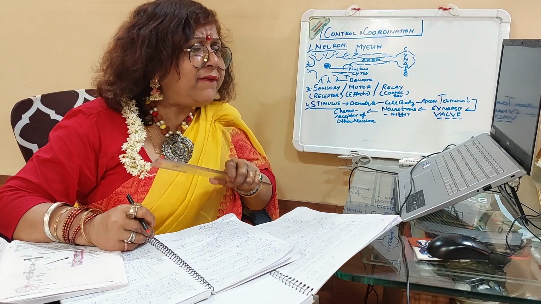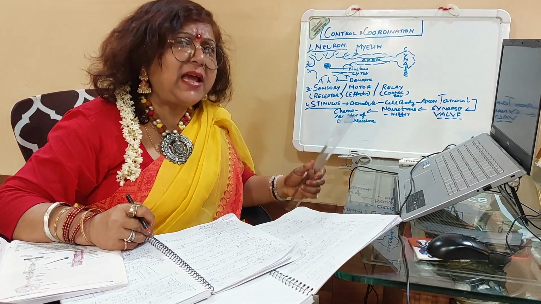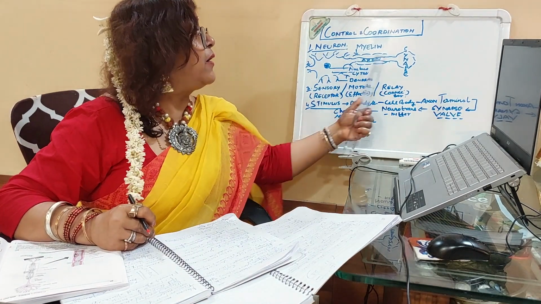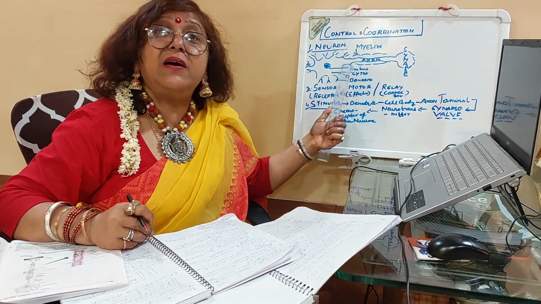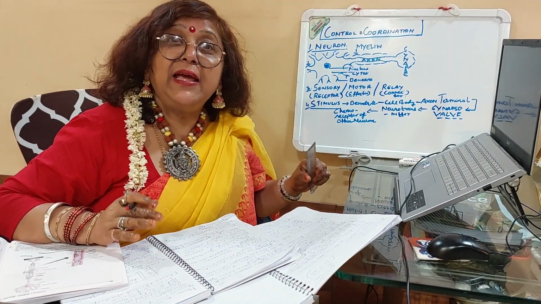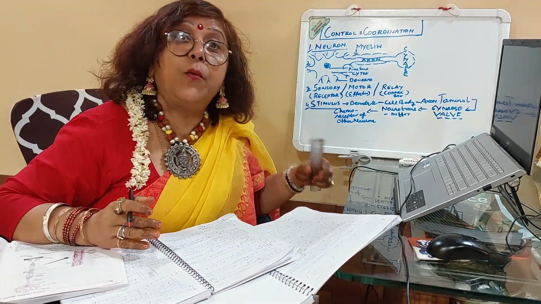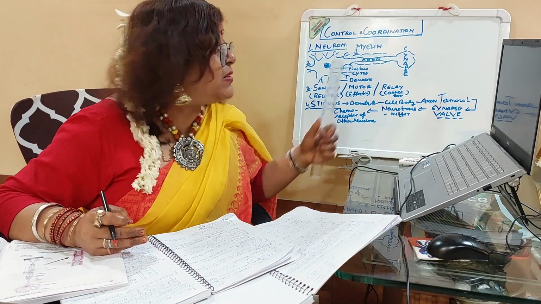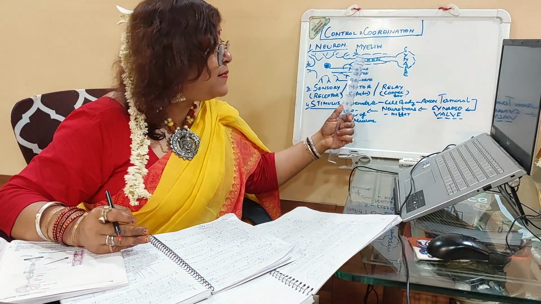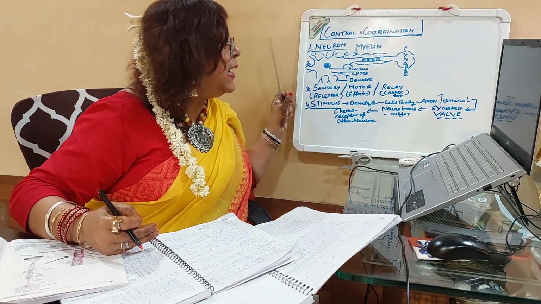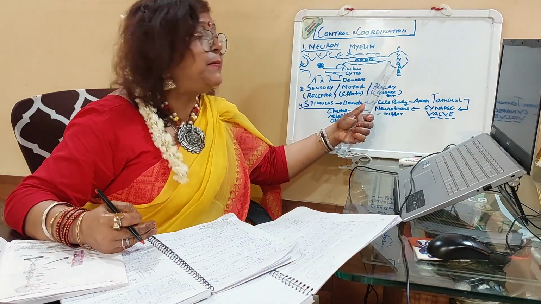Now, another important thing which you will keep in mind is, as I told you, the nervous impulse is conducted across the axon. Now, what is this nervous impulse? This nervous impulse is nothing but a self-propagated electrochemical current which is going across the nerve cell. Self-propagated electrochemical current are the key words here, which is going across the axon. Now, when it is going across the axon, the axon has a terminal end.